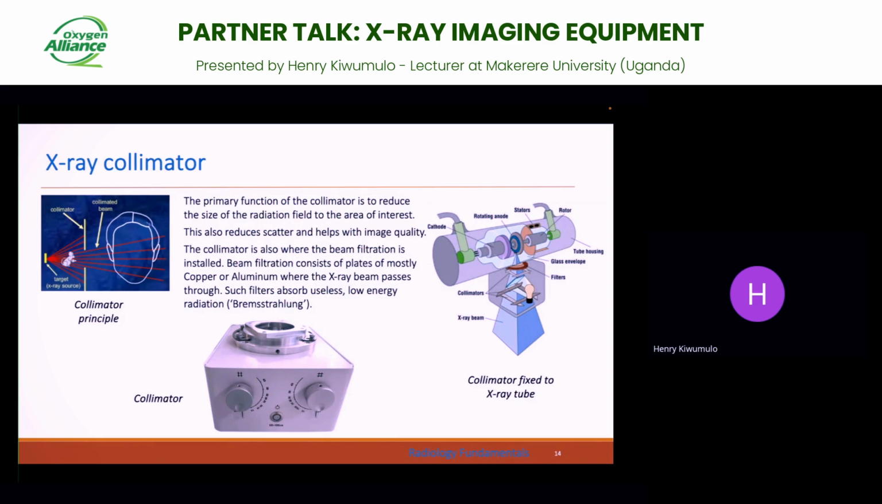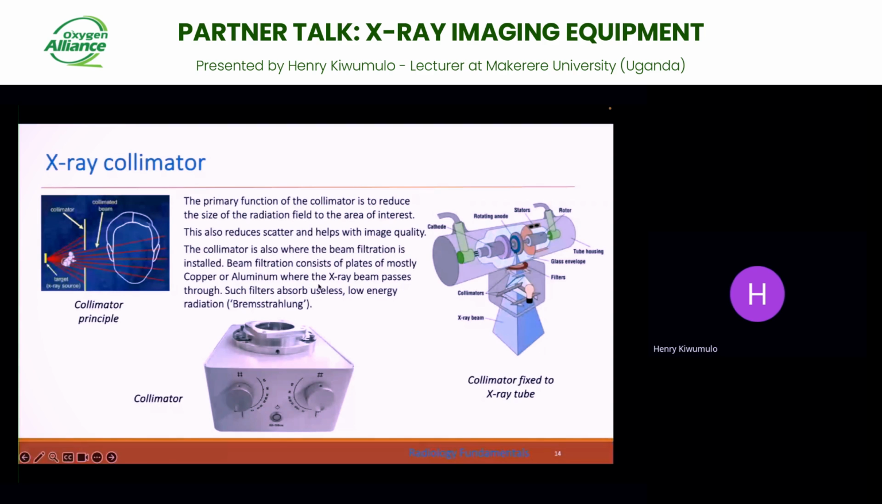And of course, another very important part of an X-ray system is the collimator. Its primary function is to collimate or to reduce the size of the radiation field to the area of interest. As we've just known, these X-rays are dangerous, so you always need to confine them where they should go. Otherwise, if they are scattered, they can always be hazardous. So this collimator helps to reduce the scatter and also helps the image quality.